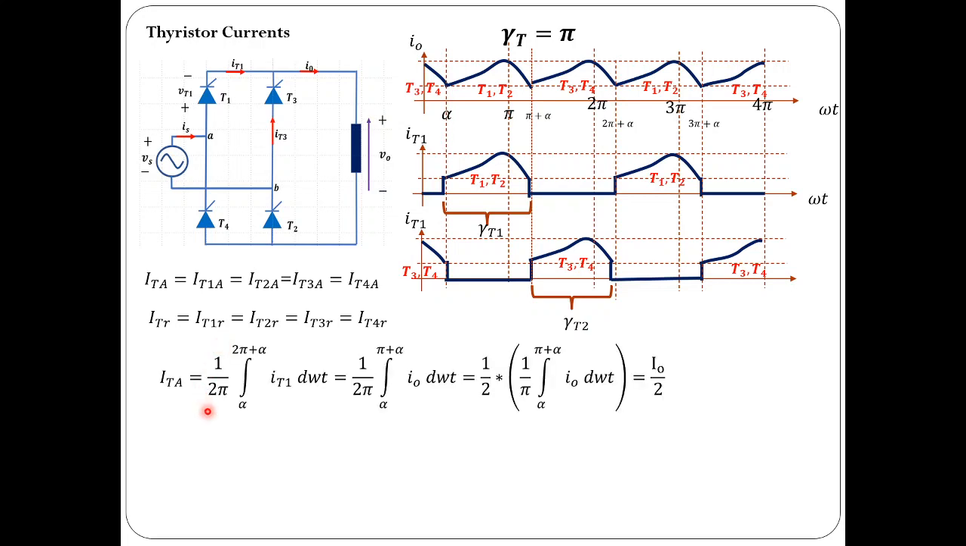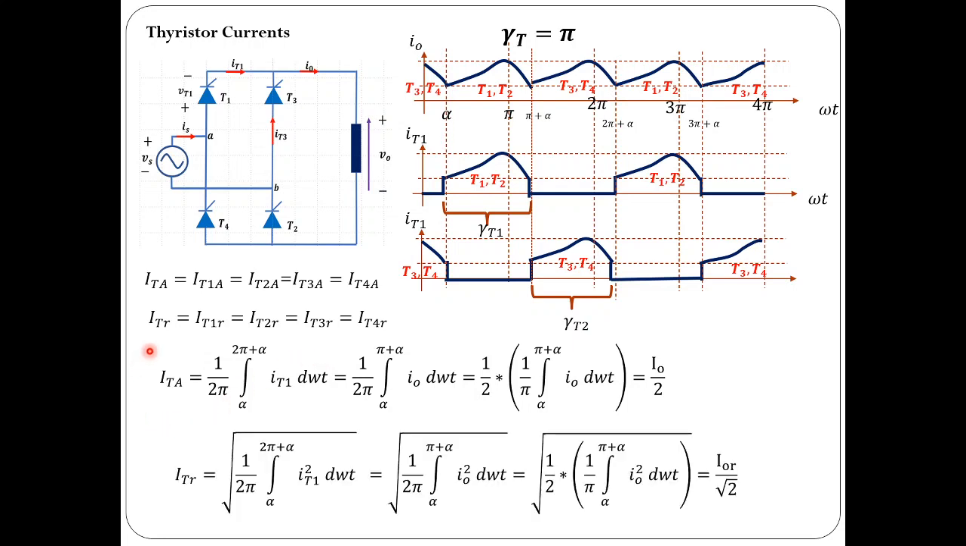And we know the average value can be computed this way. So you have to integrate IT1 for the entire period, that is from alpha to 2 pi plus alpha, and then take its mean. You will get the average value of thyristor current, and this value is equal to 1 by 2 into the average value of output current. So please, whenever you find time, go through this derivation again. It is a very simple derivation, anybody can understand.